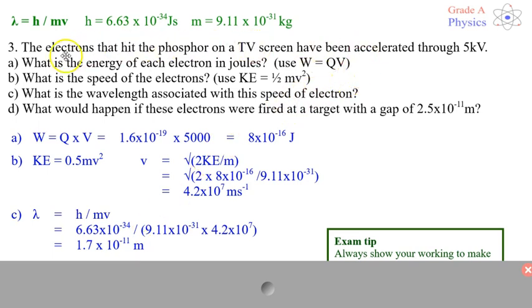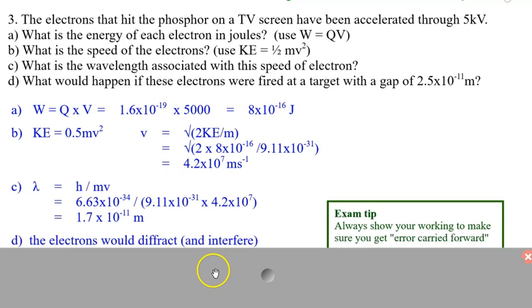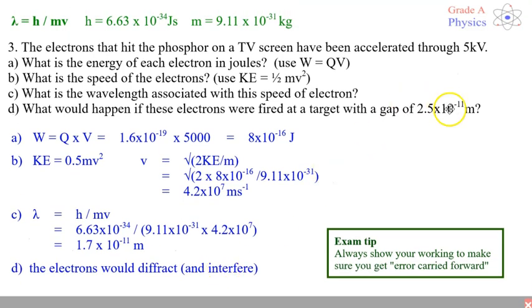And we might anticipate it's going to ask us, does it behave as a wave or a particle? We know it's going to behave as a wave. Oh, it does, there we go, part D. It says, what would happen if they were diffracted, or directed at a gap of 10 to the minus 11? So it's the same order as the wavelength. So the electrons will behave as waves, they will diffract and interfere, which is what we'd expect to see in this case.